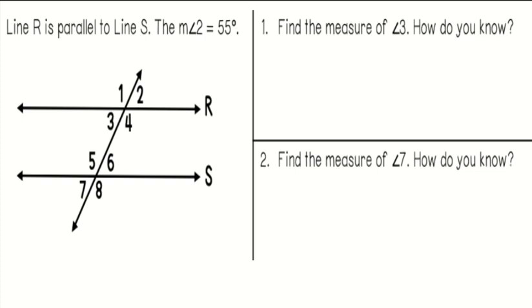All right, so now we look at this. These first two questions here. It says the measure of angle 2 is 55 degrees. So I'm going to go ahead and fill that in. We need to find the measure of angle 3 and the measure of angle 7. So go ahead and give those a try. 3, 7.